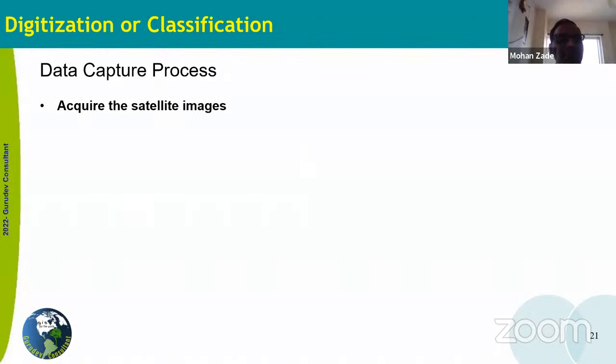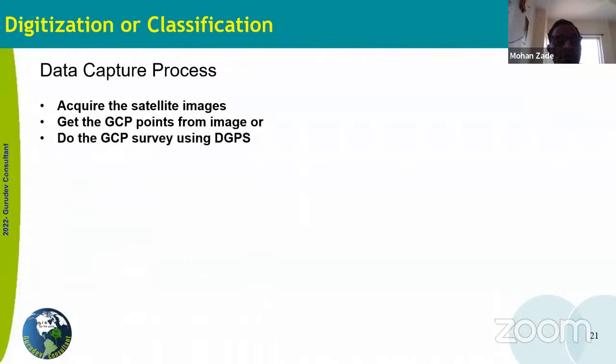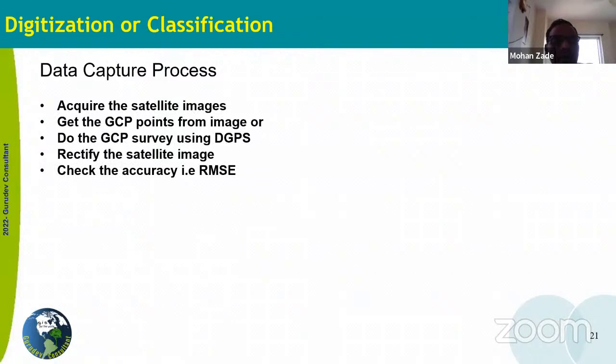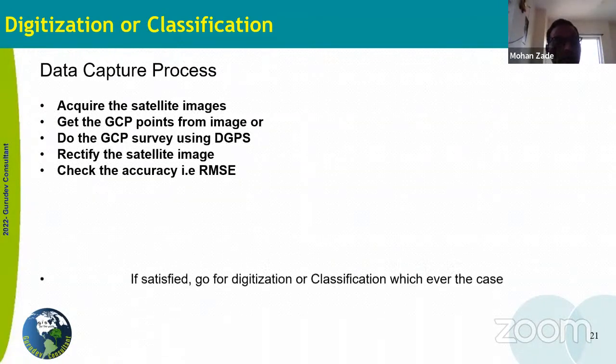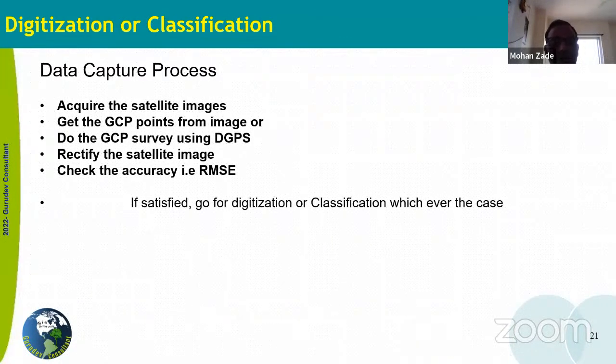This is just a data capture process, just mentioning the processes. Once you acquire the satellite image, you get the ground control points from the images, or do the GCP survey using DGPS. Then you rectify or georeference your satellite images and check your accuracy, that is root mean square error. If you're satisfied, go for digitization or classification, whichever is the case.